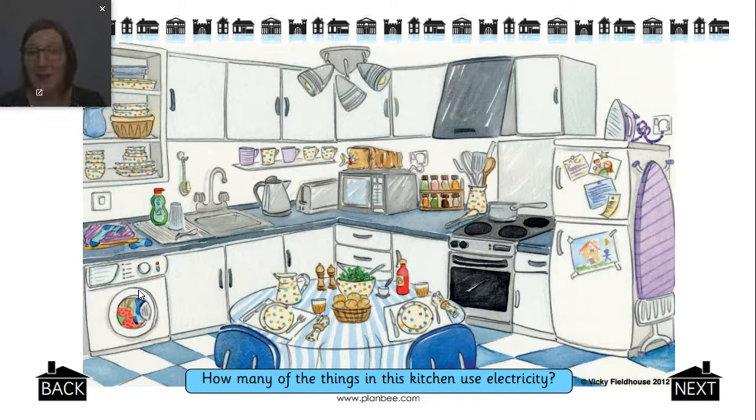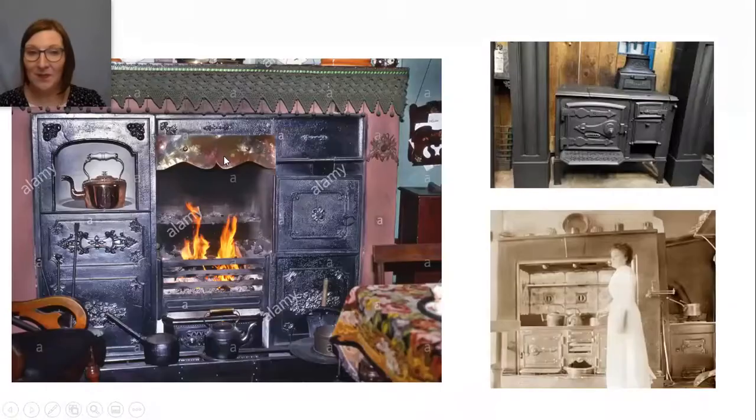Now, let me show you this. In a Victorian kitchen, there wouldn't have been any of those appliances. There wouldn't have been a microwave, a kettle, a toaster, a washing machine, a fridge, freezer, an iron. All of those things that we have today wouldn't have been around in Victorian times.